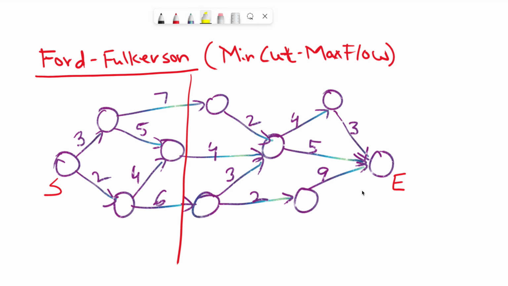And what is the value of that min cut? Well, it's the sum of all the edges, the weights it crosses. So in this case, it'll be 7, 4, and 6. So that will be 17.